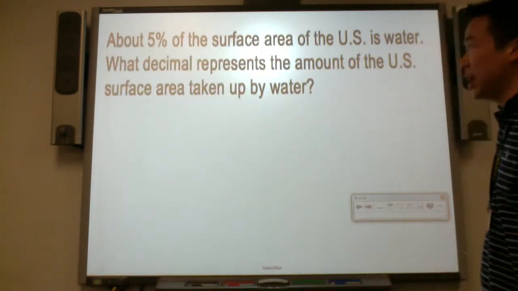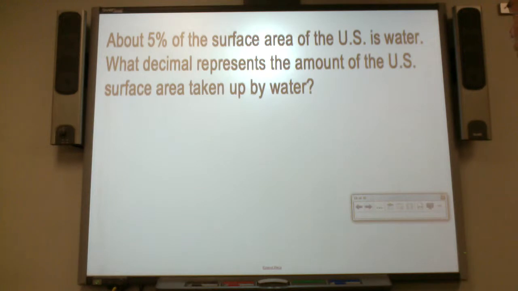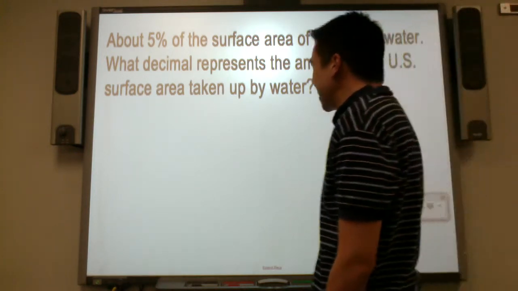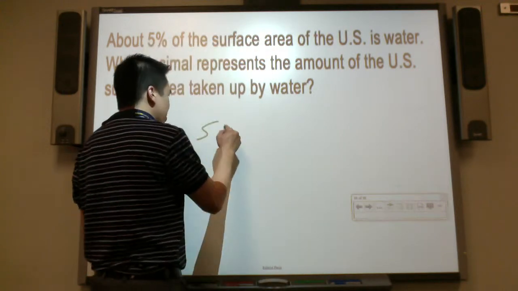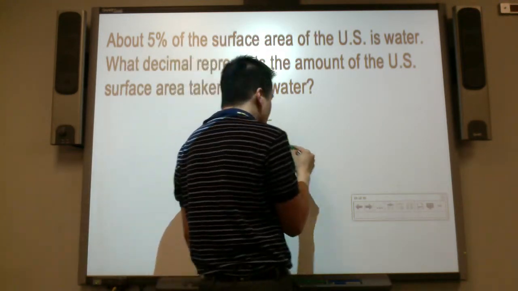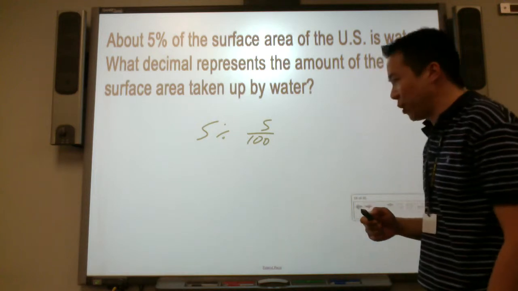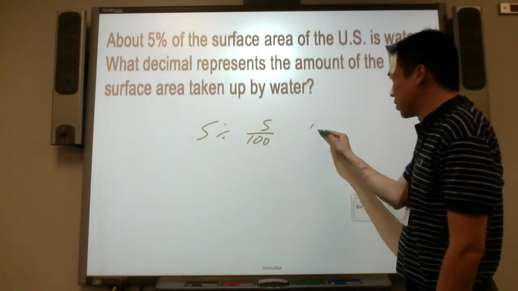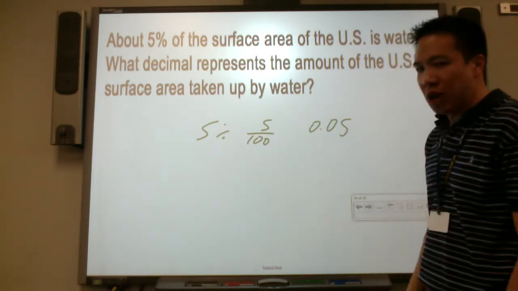Let's do our last question. About 5% of the surface area of the United States is water. What decimal represents the amount of the United States surface area taken up by water? So 5% is 5 per 100. Oh goodness, how do you write 5 hundredths as a decimal? Right here. Do not write this.